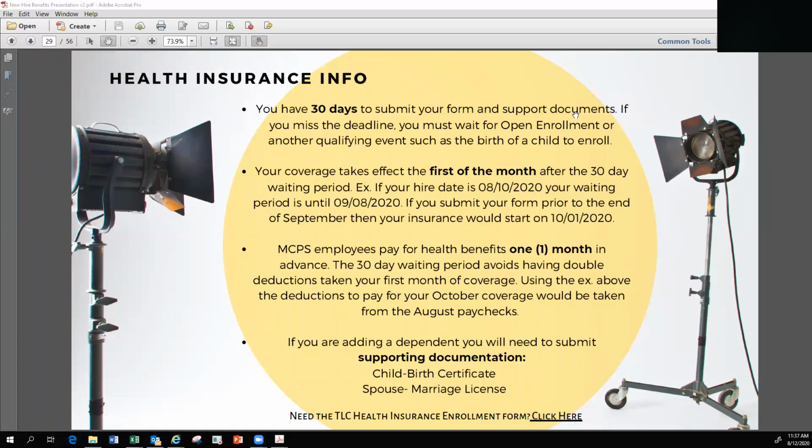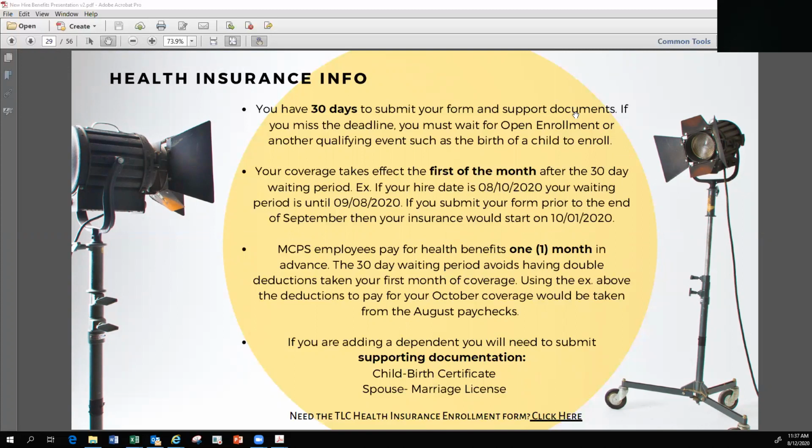And just so everyone knows, our plan year runs July 1st through June 30th, just in case I ever mention that down the road. Your coverage is going to take effect the first of the month after a 30-day waiting period. So if your hire date is 8/10, your waiting period is until September 8th.